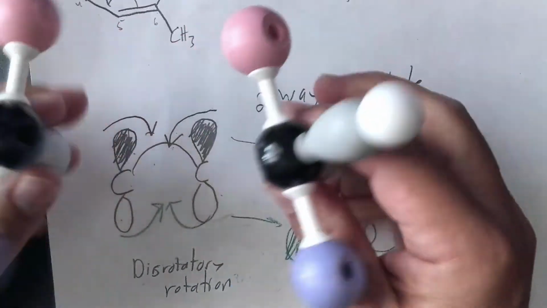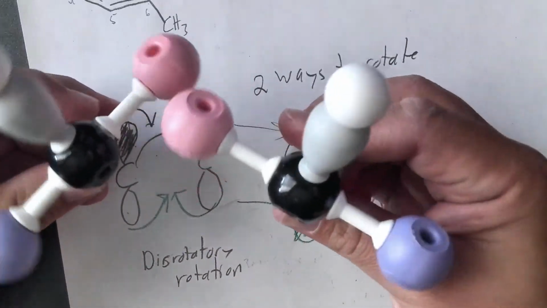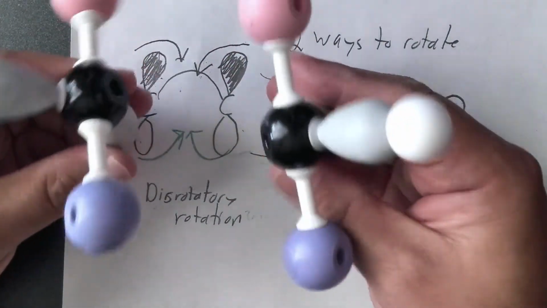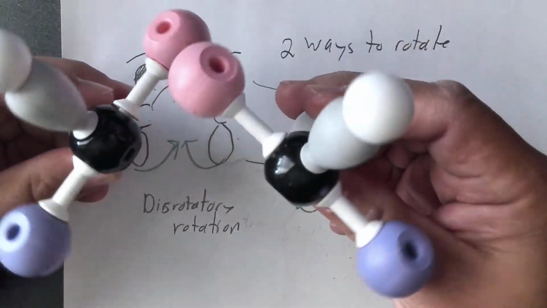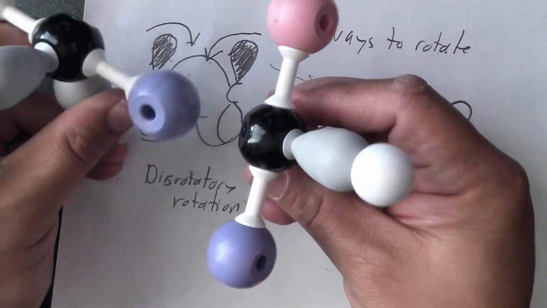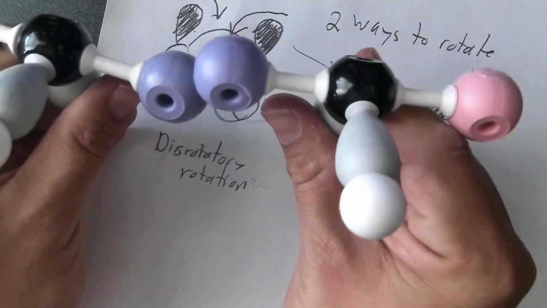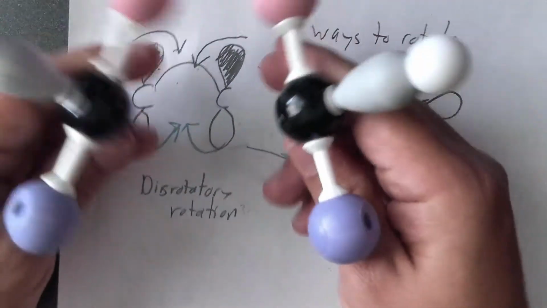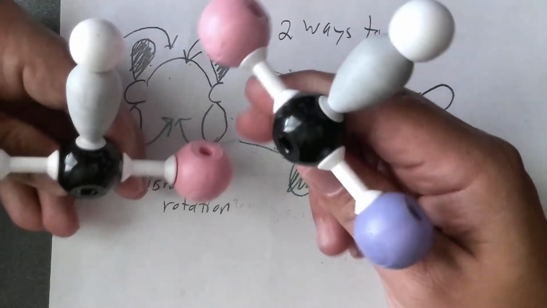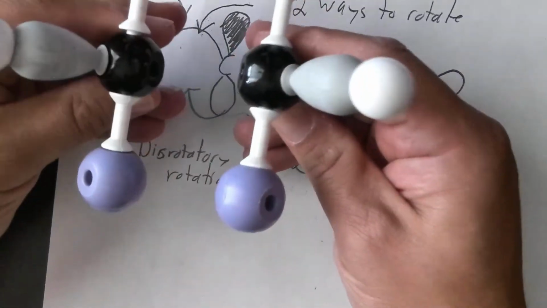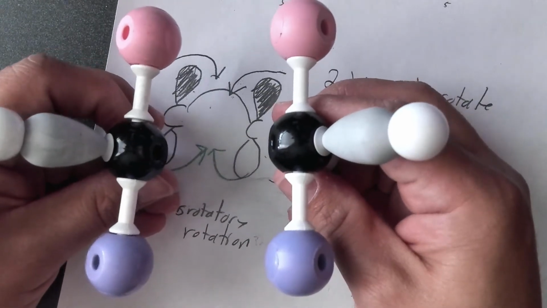In other words, one is going to rotate clockwise, the other one counterclockwise. Or maybe the first one rotates counterclockwise and the second one rotates clockwise. But the main idea is that these are rotating disrotatory.